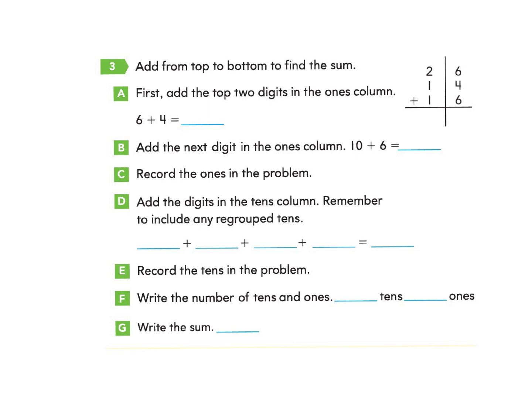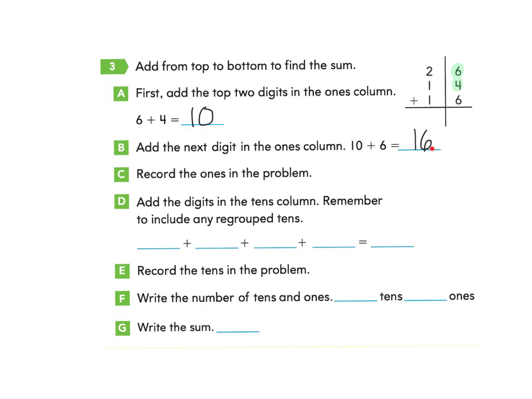We're going to follow A through G, and it says first add the top 2 digits in the ones column. So we're going to add 6 and 4. 6 plus 4 makes, what does 6 plus 4 make? It makes 10. Good job. Now we're going to add the next digit in the ones column. We're going to add 10 plus 6. 10 plus 6 equals 16.